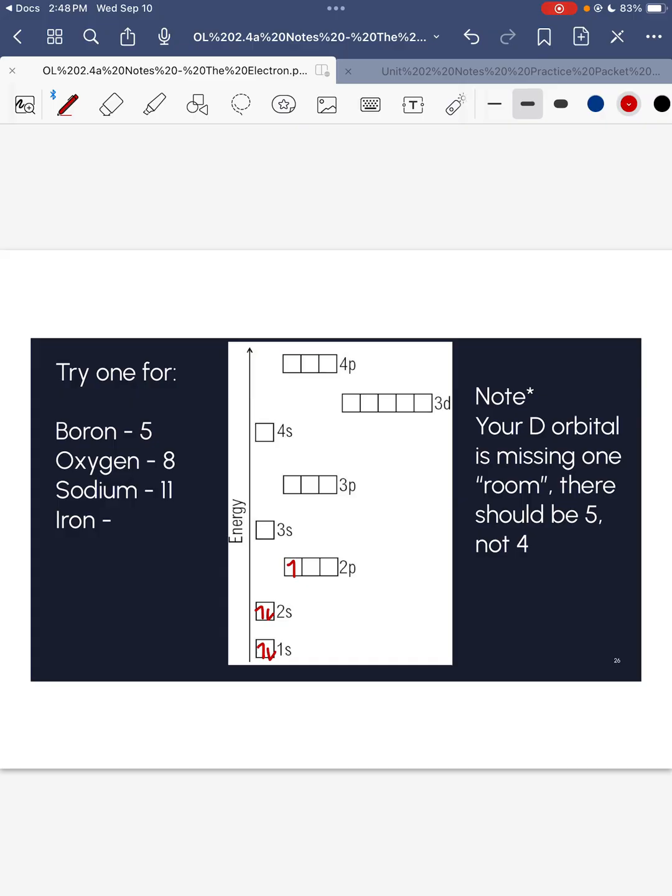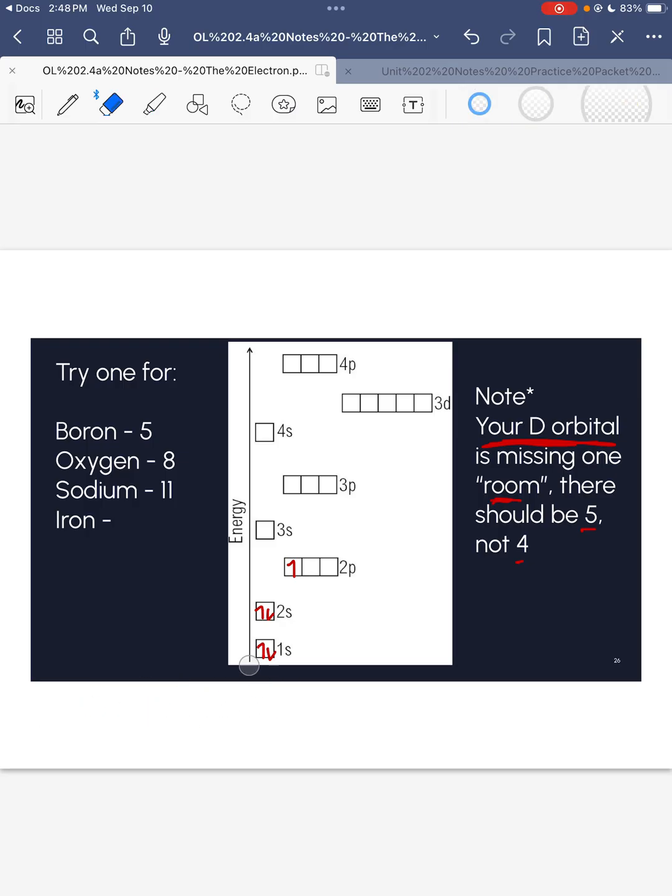If I wrote this thing's electron configuration, I would write 1s2, 2s2, 2p1. Okay, and as a note on your packet, your d orbital is missing 1 room. There should be 5. I know there's only 4 on your page. But that's what boron looks like.